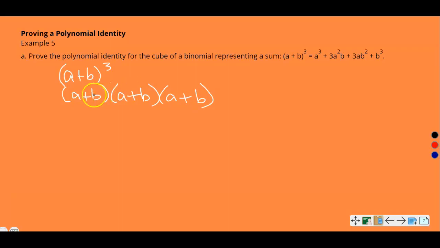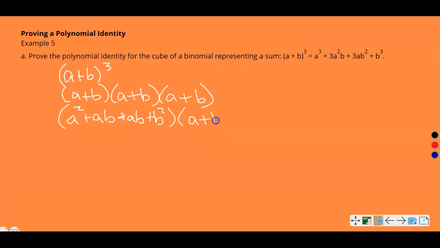So we have a times a, same base, add exponents, so that becomes a squared. We have a times b, so we've got plus ab. And then we have plus b times each of these terms. So b times a is also ab. I usually write the variables in alphabetical order if there's more than one variable. And then b times b would be b squared. All right, so that's what we get multiplying the first 2 binomials together.